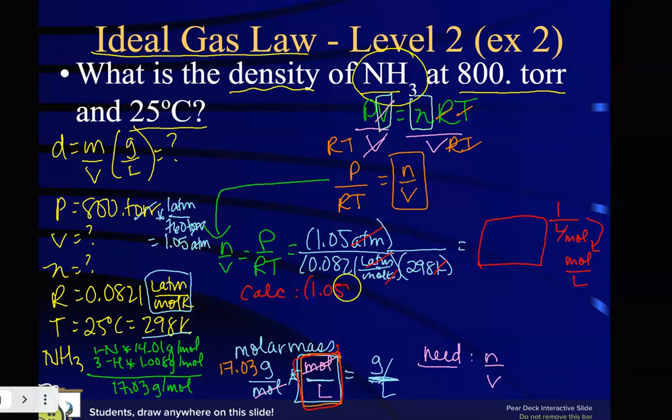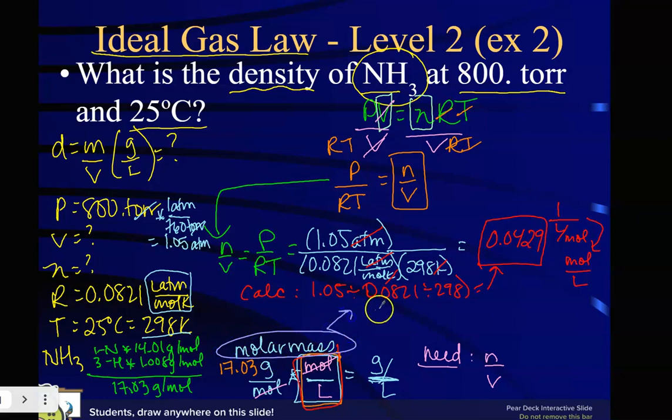1.05 divided by 0.0821 divided by 298 equals, and I get a value of 0.0429. That has 3 sig figs, everything else has 3 sig figs. So let's make this magic happen.